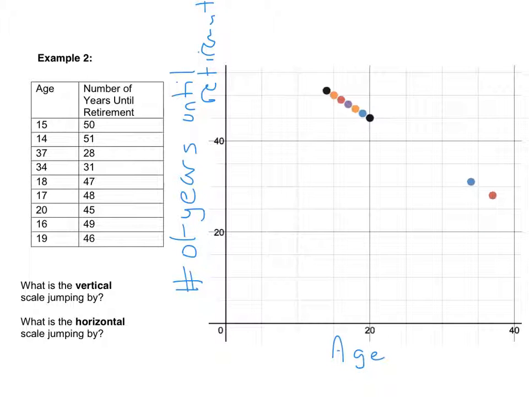Okay, I squiggled it in there, but you should write it out properly. And then each of these points are plotted. So at age 15, you're 50 years away from retirement. At age 14, you're 51 years. And we can see that once I plot all the points, there's a pretty visible trend.